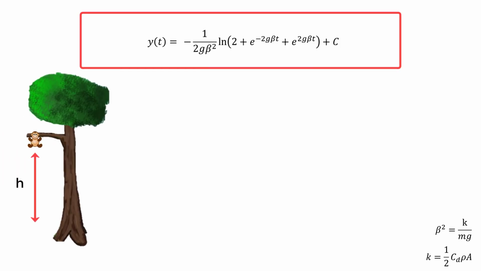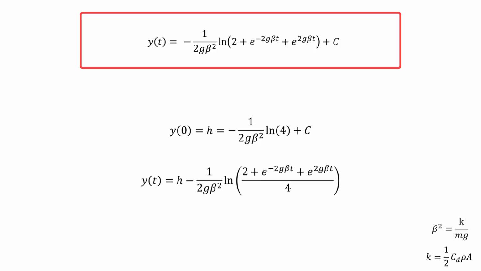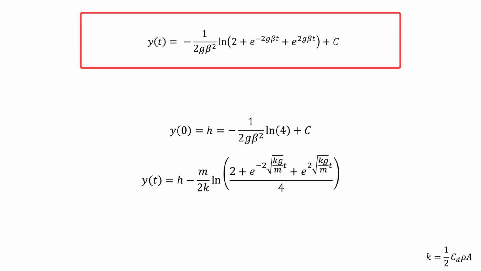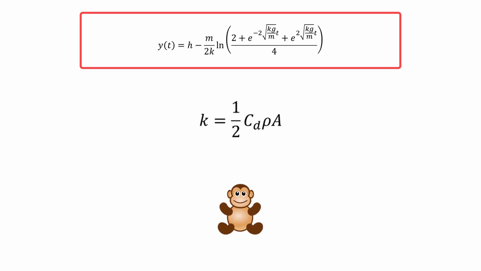So recall, the monkey starts up in the tree at an initial height of h. So we can solve for c, throw it back into the equation, and then substitute back in for beta. So here we go, the final expression for the y-coordinate of the monkey. But we aren't done yet because we still need to define the drag constant k. But before we can even evaluate k, we need to figure out what type of monkeys we are hunting. And I don't know about you guys, but I'm feeling like hunting some chimpanzees today.